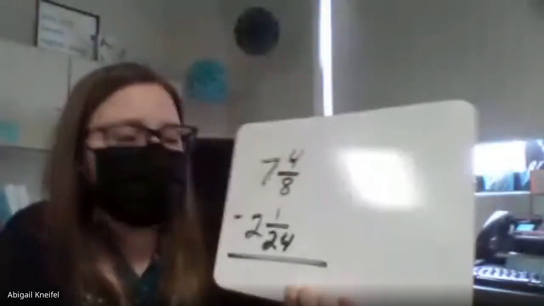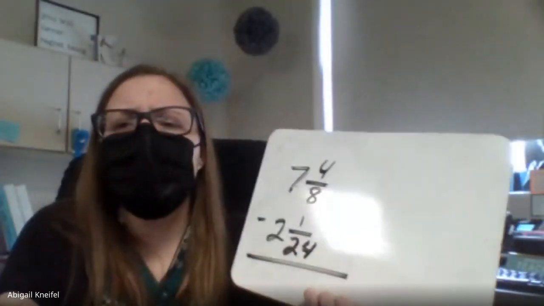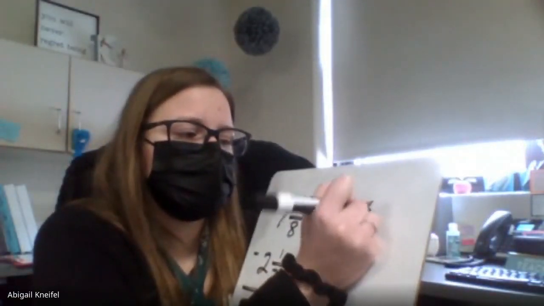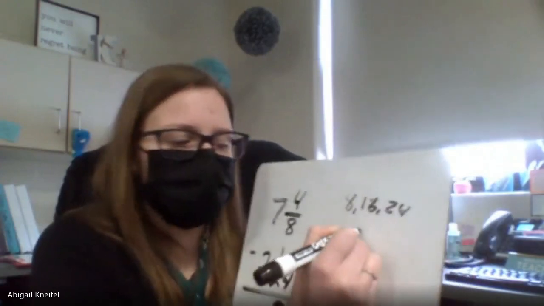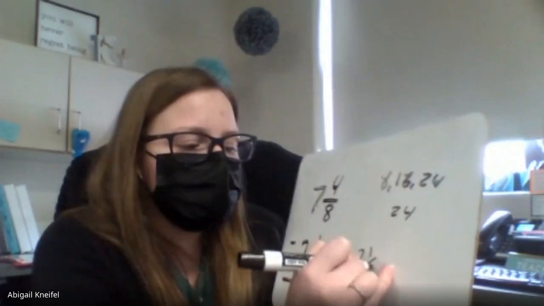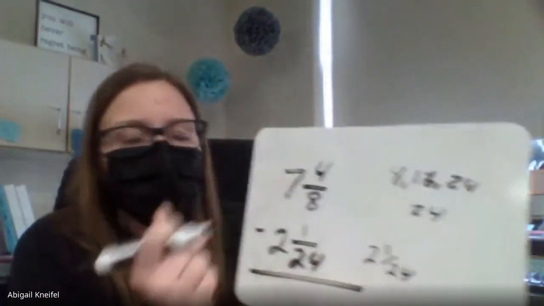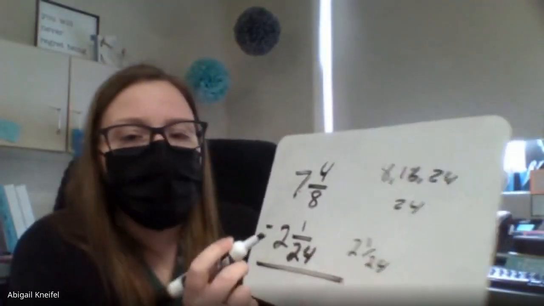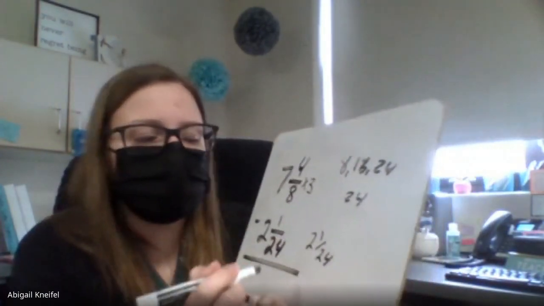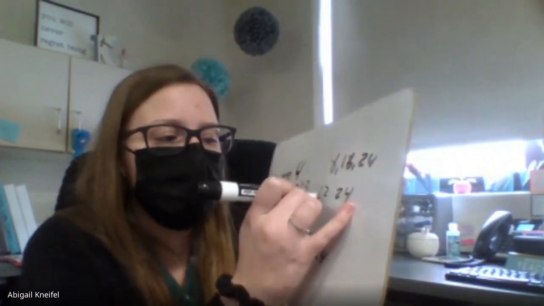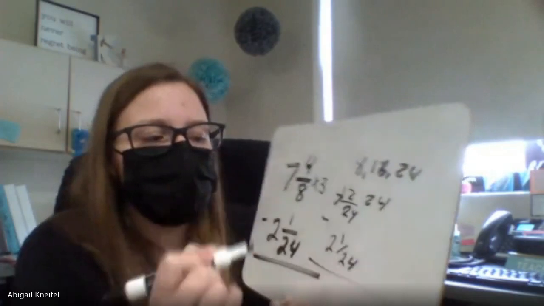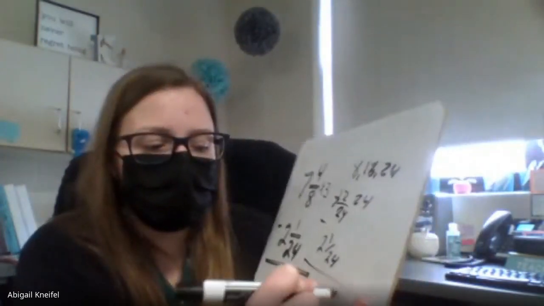All right, let's find our common denominator. Between 8 and 24, I'm going to count by 8. 8, 16, 24. Oh, look, 24. Magic. So 2 and 1/24 does not need to be changed, but I do, however, have to change 7 and 4/8. I'm going to multiply them both by 3 because that's how many times it takes to get to 24. So then I have 12 over 24. Subtracting, 12 minus 1 is 11 over 24.